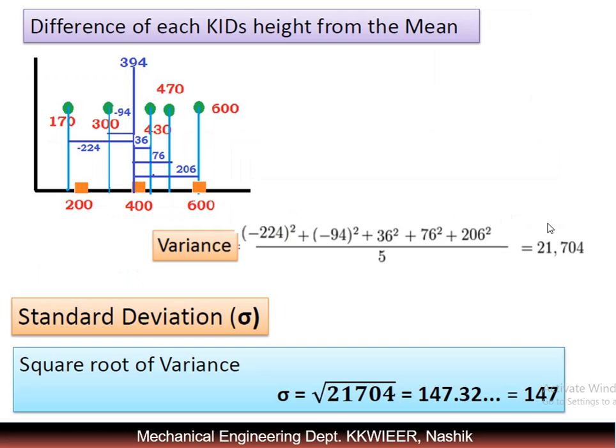Then the difference of each kid's height from the mean comes into the variance. If you take the square of these differences from the mean, then we can get the variance. So the variance is about 21704. Then how do we calculate the standard deviation, sigma? It is the square root of the variance, which is the standard deviation from the mean. So 147 is the square root of the variance, and it is called the standard deviation, that is sigma.